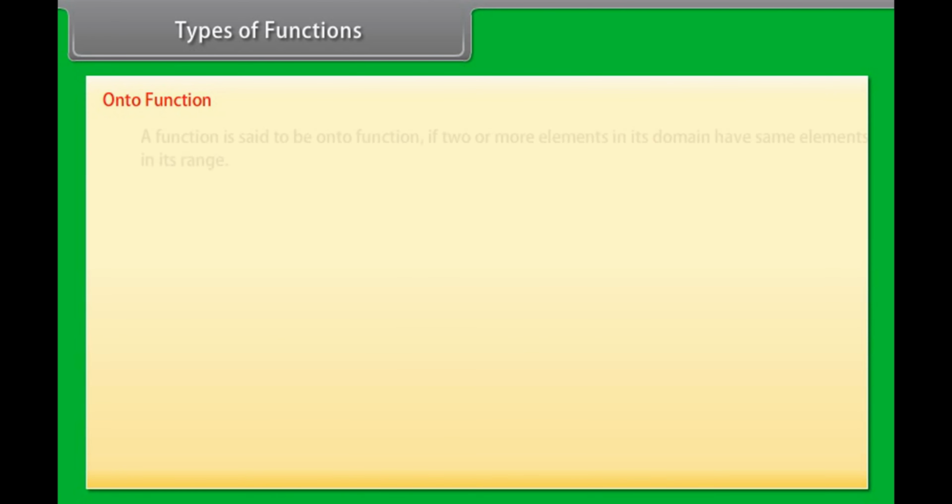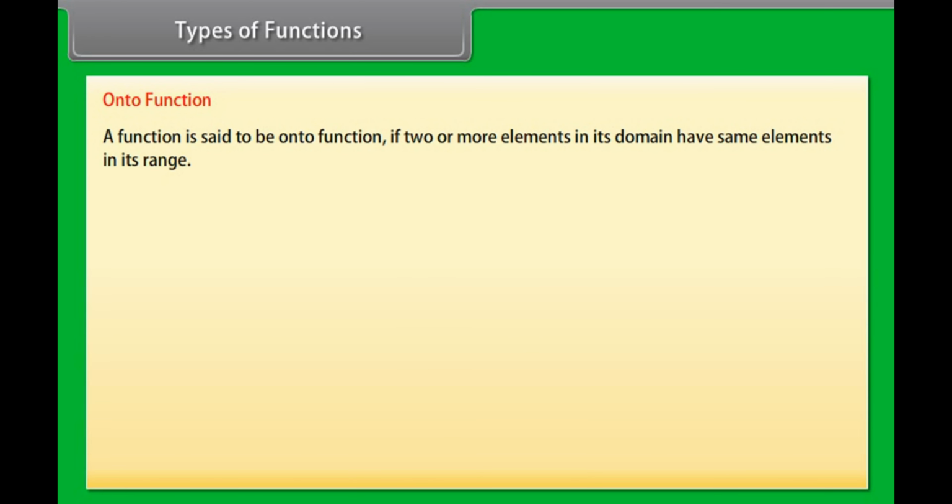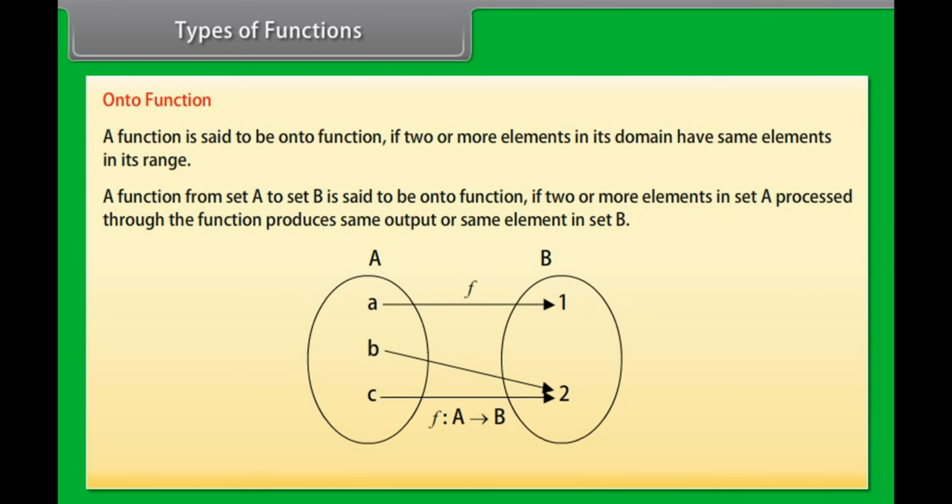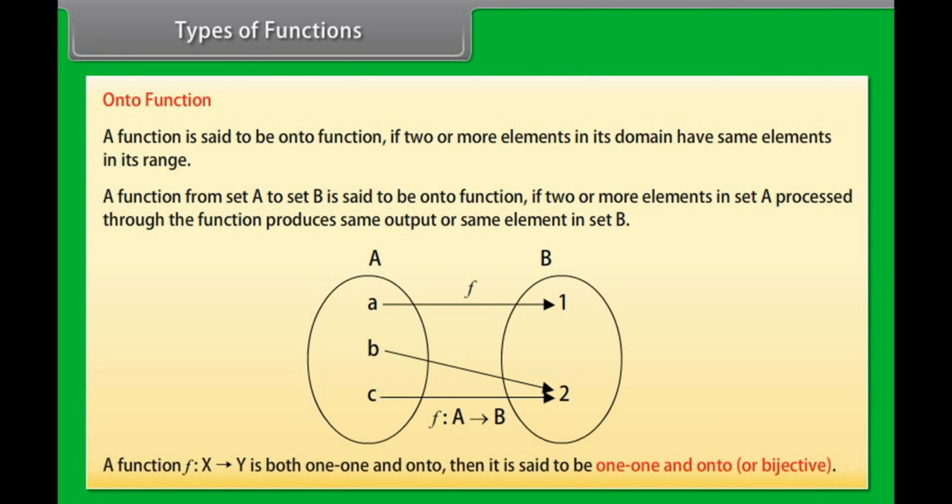Onto function. A function is said to be onto function if two or more elements in its domain have same elements in its range. Or a function from set A to set B is said to be onto function if two or more elements in set A processed through the function produces same output or same element in set B.